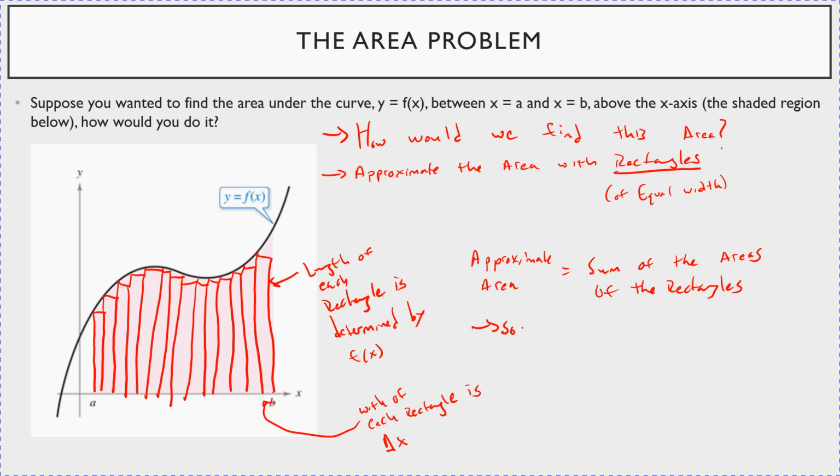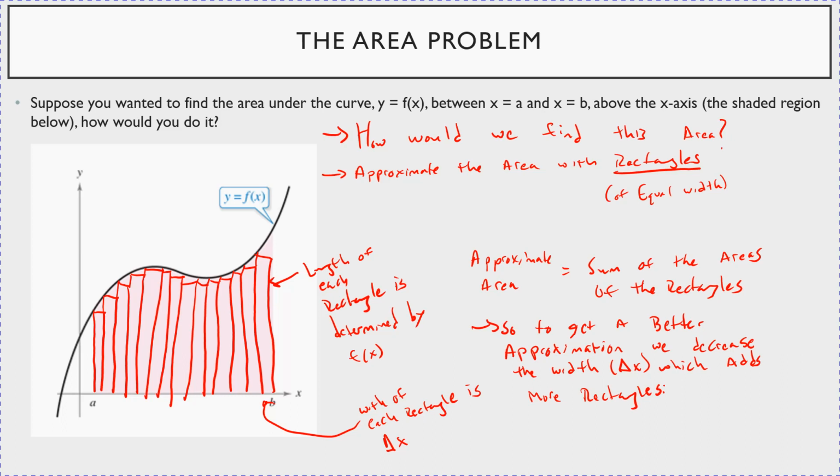So to get a better approximation, we decrease the width of each rectangle. So we decrease our delta x, okay, and we add more rectangles. All right, so let me show you that on the next slide. So what I'm going to do is I'm going to say, okay, I want to decrease my width and put more and more rectangles under there. And as I make more and more rectangles, they're going to get pushed in and you're going to have more and more rectangles and less space that's not picked up by a rectangle.